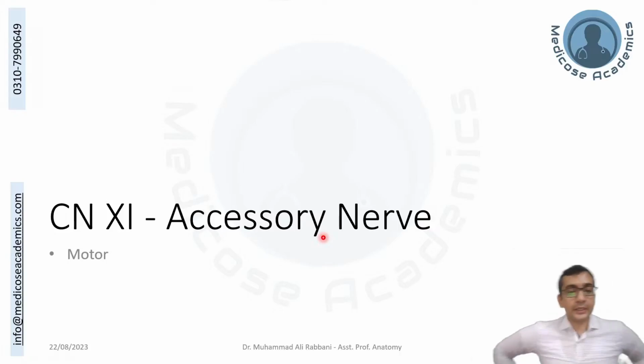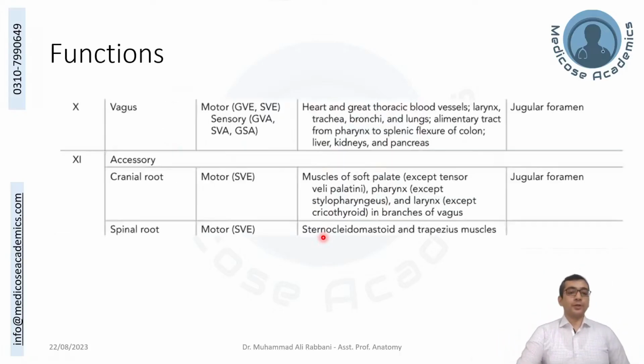Accessory nerve is a purely motor nerve. It has two parts: the cranial root, that is special visceral efferent, and the spinal root, that has some controversy. Some people say it's special visceral efferent, some people say it's general somatic efferent. You don't have to get into that debate, but the spinal root is the part that we will be discussing more.